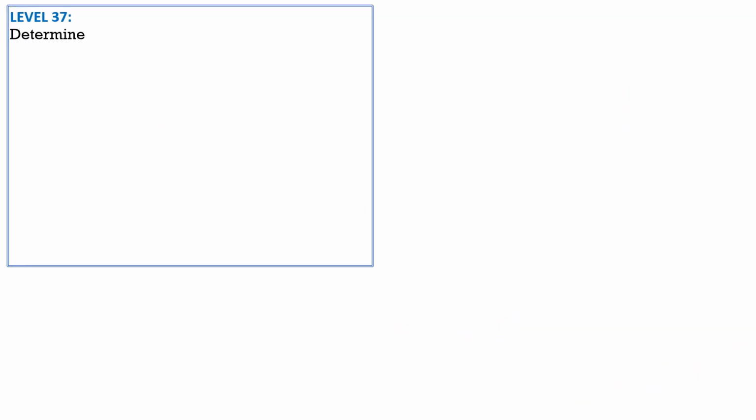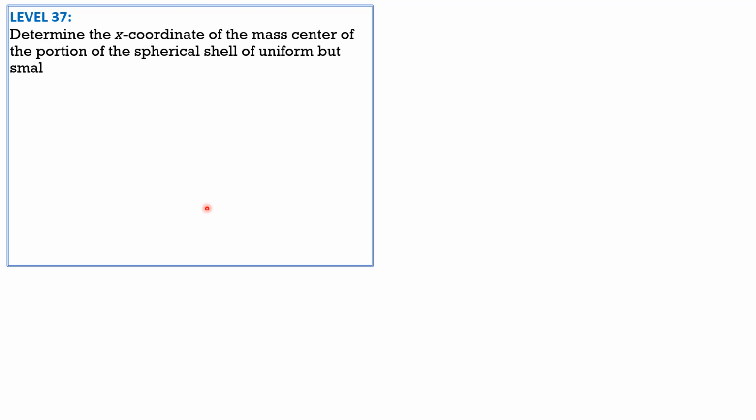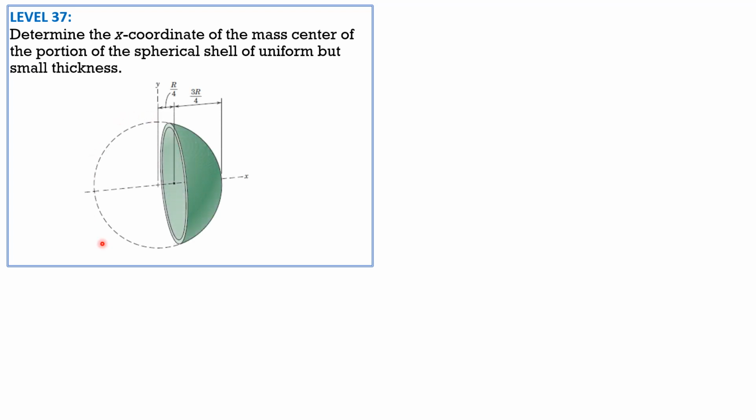Level 37, determine the x-coordinate of the mass center of the portion of the spherical shell of uniform but small thickness. So this is the spherical shell, uniform and small thickness. So the height is 3/4 of r.